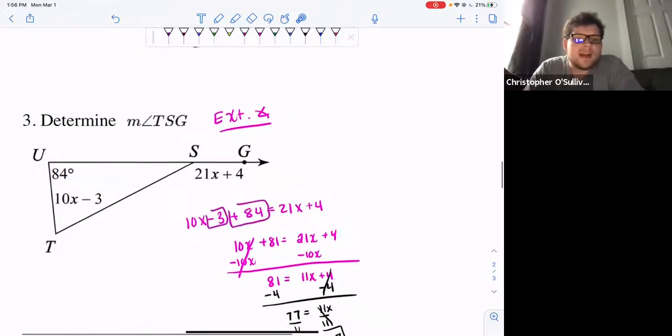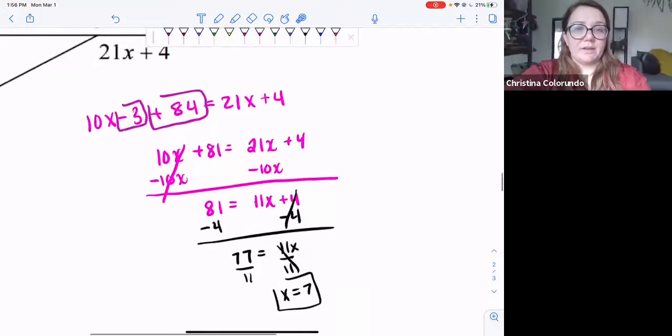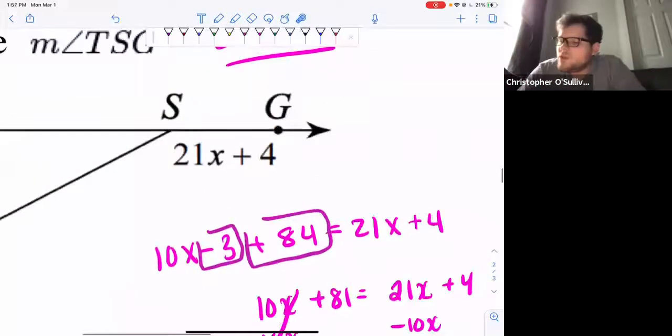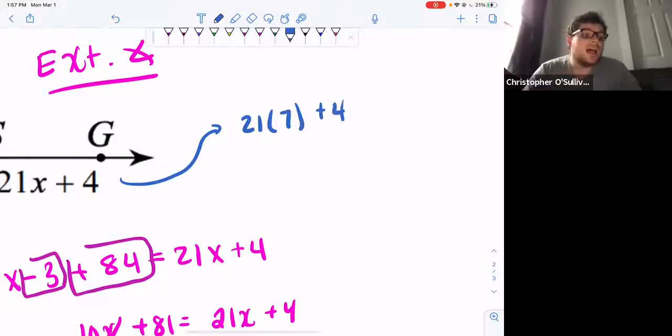So Miss C, everywhere I see an x, what number am I going to substitute? You're going to substitute the number 7. Perfect. Thank you so much. So we're going to do 21. I'm going to change the color now to blue. I'm going to do 21 times 7 plus 4. I definitely can't do that in my head, and I like to do math in my head. So I'm going to do 21 times 7. That is 100% incorrect. I got 5,000 for a second. That's totally wrong.